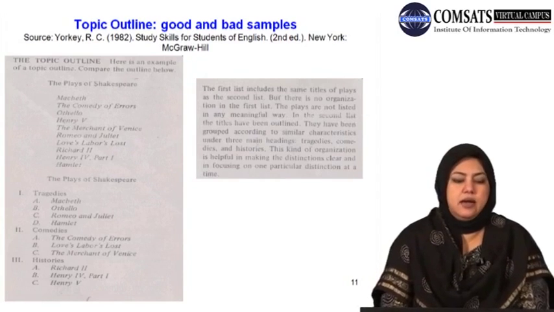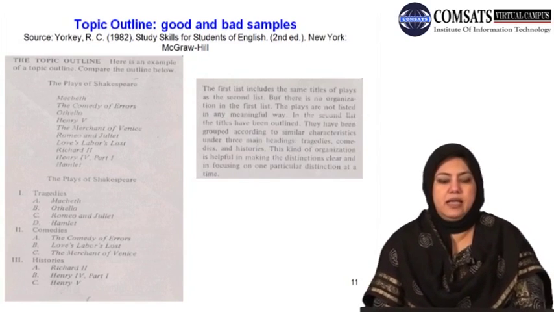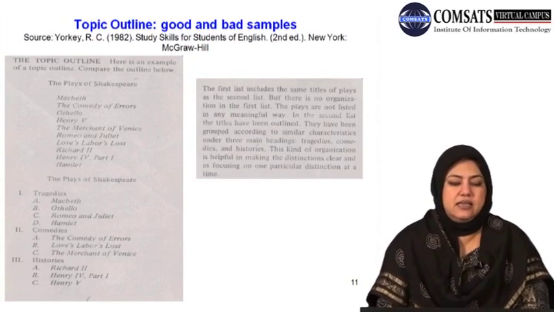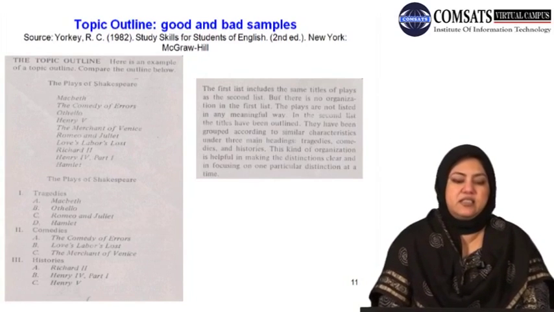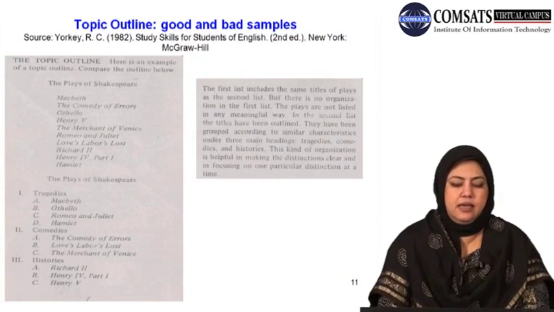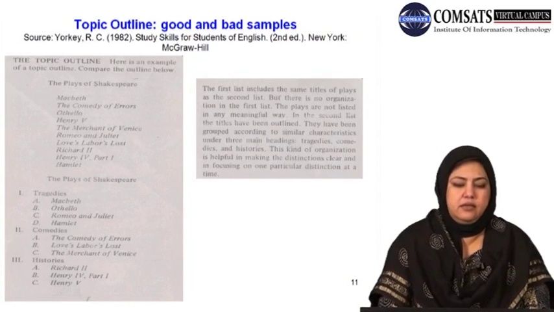You can notice that under each of these main headings or main areas, subheadings are created. For example, under the first main heading tragedies, you can see A. Macbeth, B. Othello, C. Romeo and Juliet, D. Hamlet. The second main heading or main category, comedies, has A. The Comedy of Errors, B. Love's Labour's Lost, and C. The Merchant of Venice. And the third main category, histories, has again 3 entries in it: Richard II, Henry IV Part 1, and Henry V.